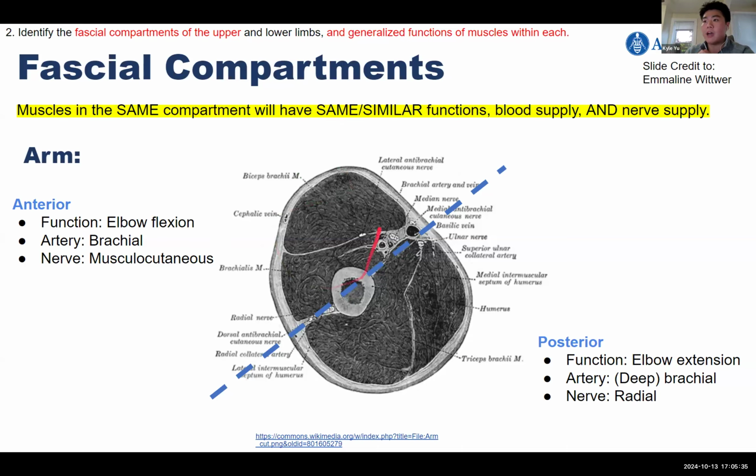So in the arm, we have your anterior compartment. So this is comprised of the biceps brachii and brachialis muscle, like I mentioned earlier. So that's going to be responsible for elbow flexion, and that will be supplied by the brachial artery and the musculocutaneous nerve. And then the posterior compartment is going to be responsible for elbow extension. And this includes the triceps muscle. And then it's going to be supplied by the deep brachial artery, which is maybe a little bit beyond what you need to know, but it's there for completeness, as well as the radial nerve.